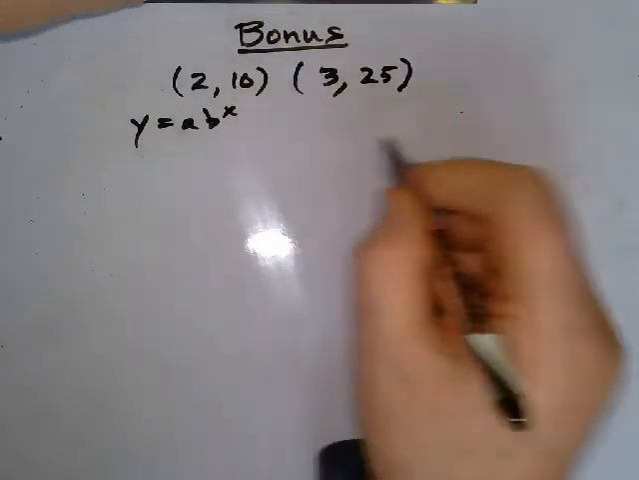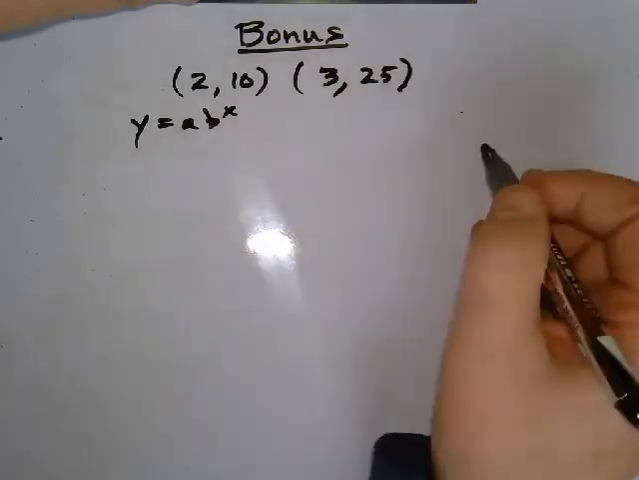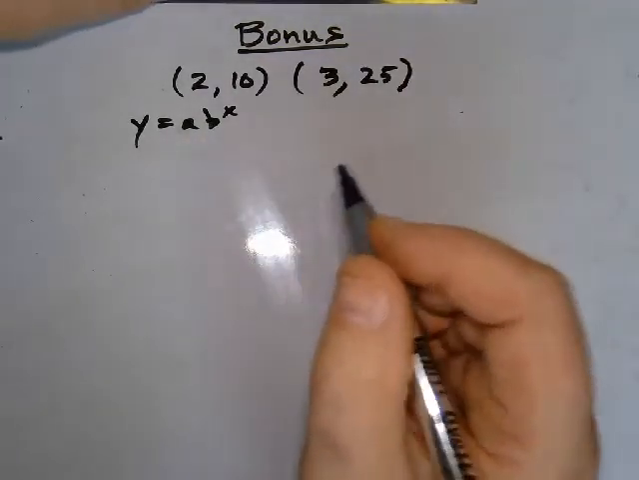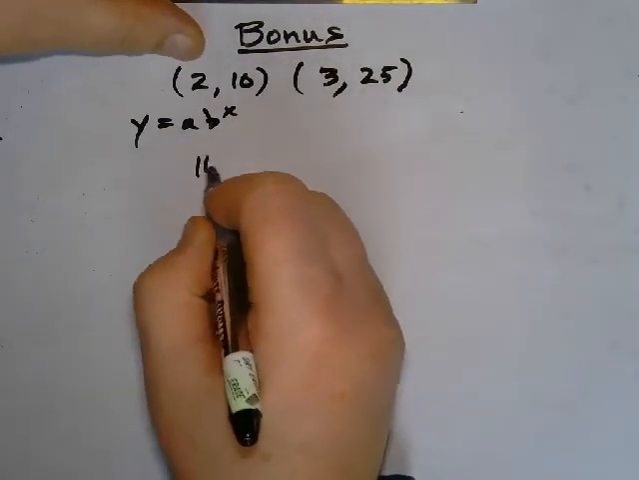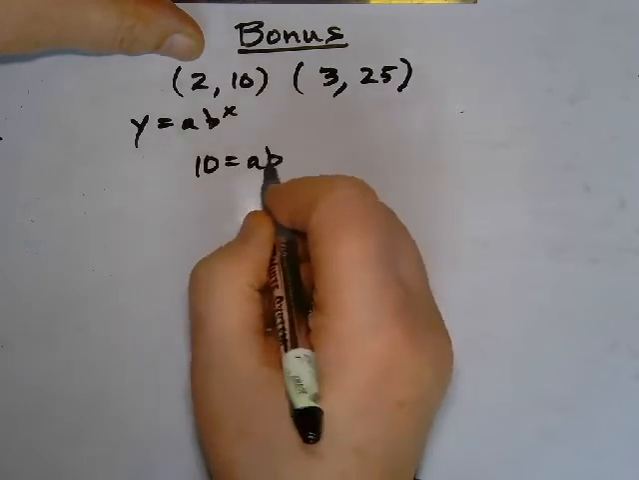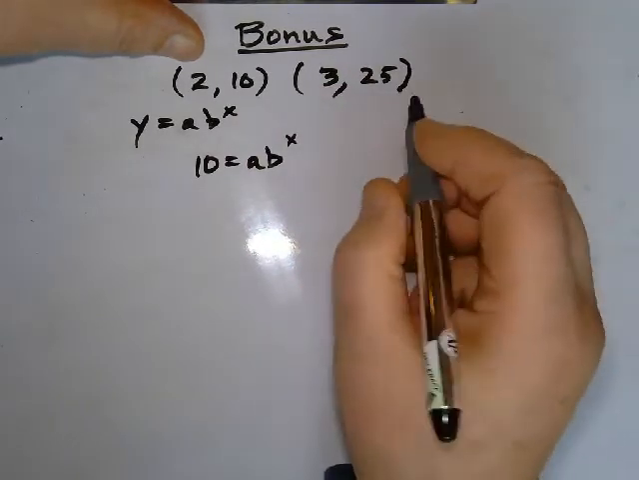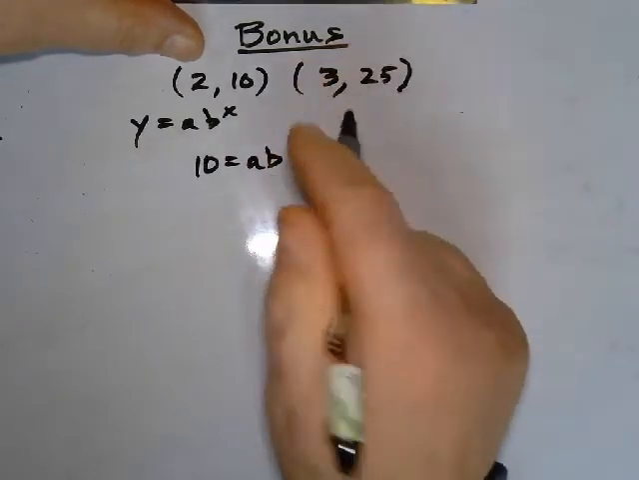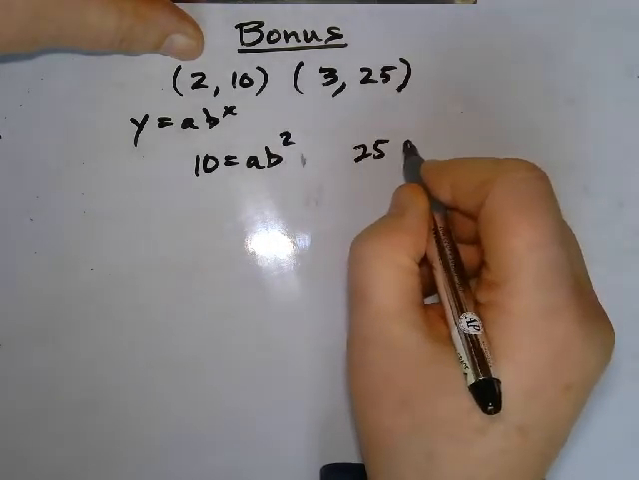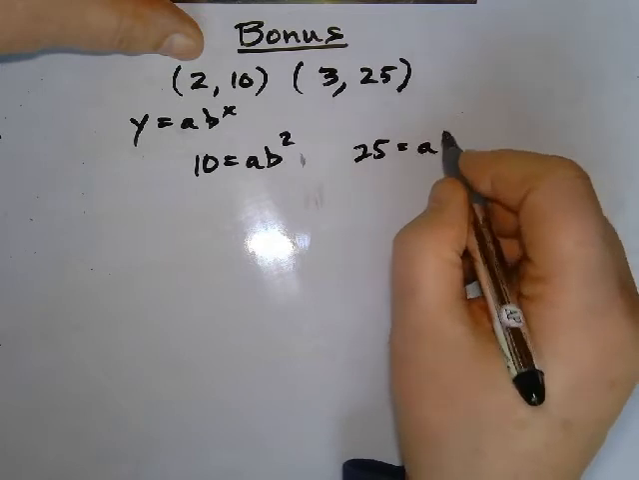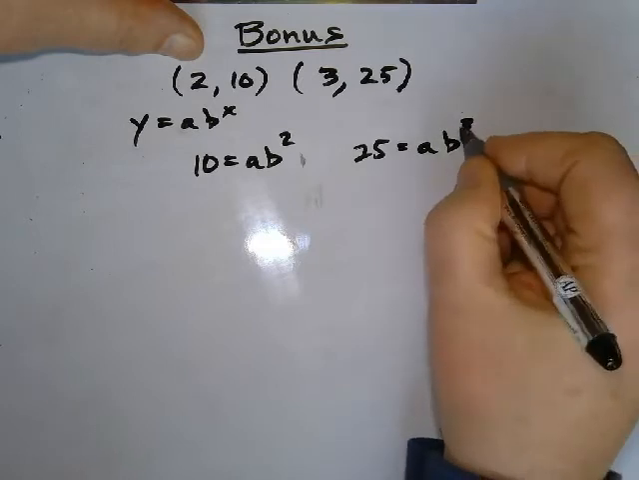So I'm going to write both of my equations, and this time I'm going to put them next to each other instead of stacking them up. We stack them up when we wanted to use elimination, but we'll put them next to each other if we want to use substitution. So let's start with this first number here. y is 10. A we don't know, we're going to find it. B we don't know, we're going to find that. And x is 2. The other equation, y is 25. A we don't know, and neither do we know B, and the exponent is 3.